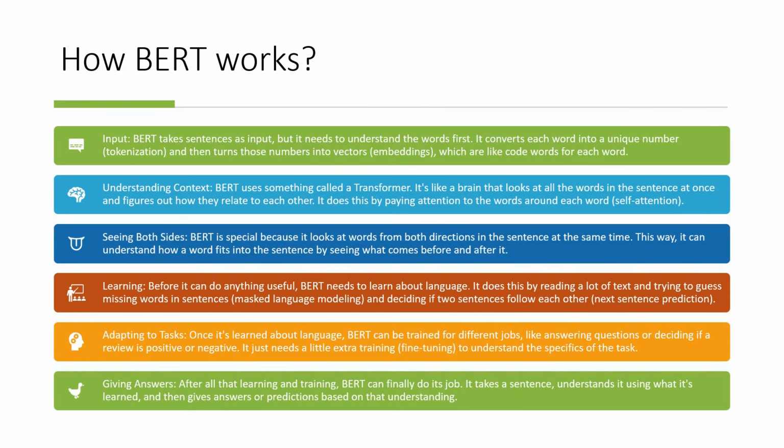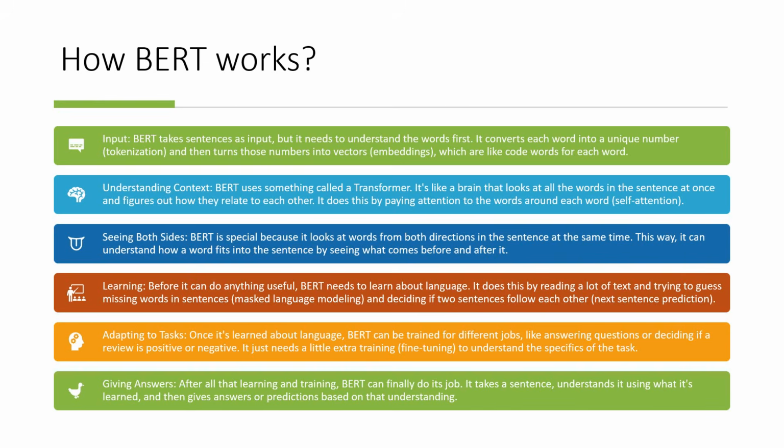Now, understanding the context comes next. BERT uses something called a transformer. We have seen this in the GPT. It's like a brain for everything that we do here, and this looks at all the words in the sentence at once and figures out how they are related to each other. This is very, very important, and this is what we call self-attention. I have explained enough about it in the past.